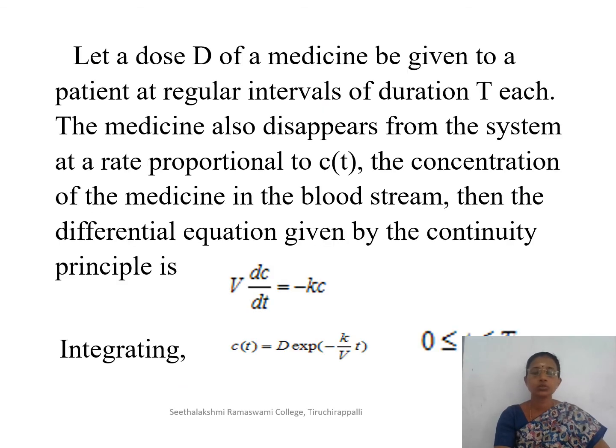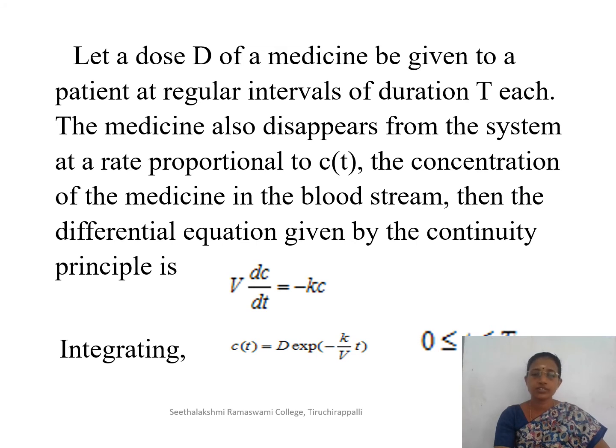Let a dose D of a medicine be given to a patient at regular intervals of duration T each. The medicine also disappears from the system at a rate proportional to C(t), where C(t) denotes the concentration of medicine in the bloodstream. Then the differential equation given by the continuity principle is V d/dt C(t) = -k C(t).